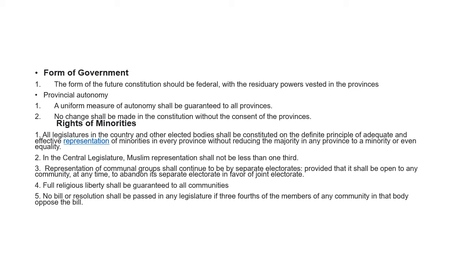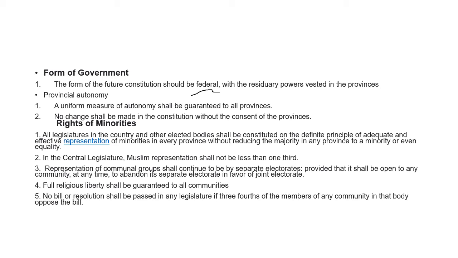He had said that the form of the future constitution should be federal, with residuary powers vested in the provinces. That is, he was demanding a federal system with a weak center and powerful provinces. Next, he demanded provincial autonomy. He demanded that a uniform measure of autonomy be granted to all provinces. That is, whether provinces are small or large, the level of autonomy should be equal for all. And he demanded that no change be made in the constitution without the consent of provinces. That is, the center should not be allowed to make amendments on its own. If they are going to make amendments in the constitution, they need the concurrence of the provinces first.